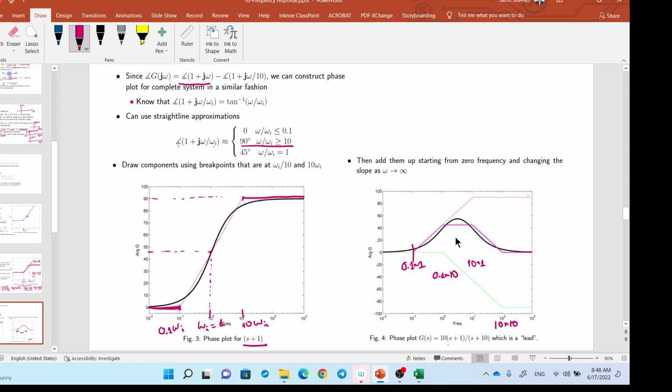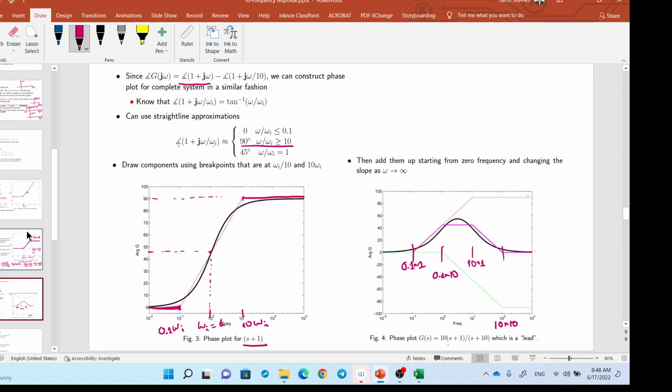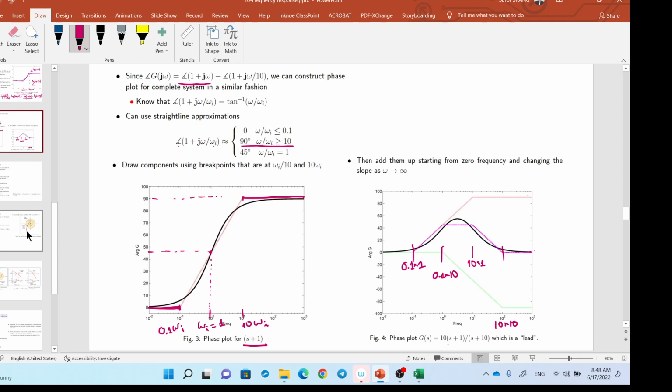So obviously you should mark like this, mark like this, mark like this. Is there any question? No question. Okay.